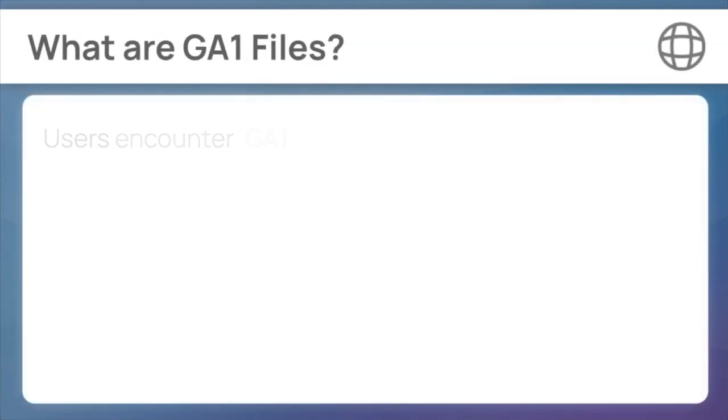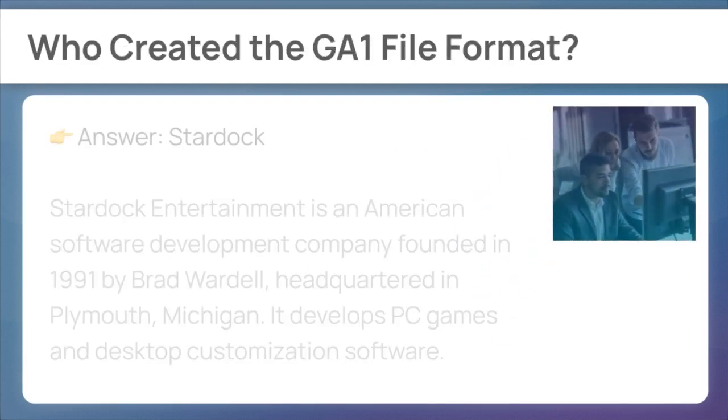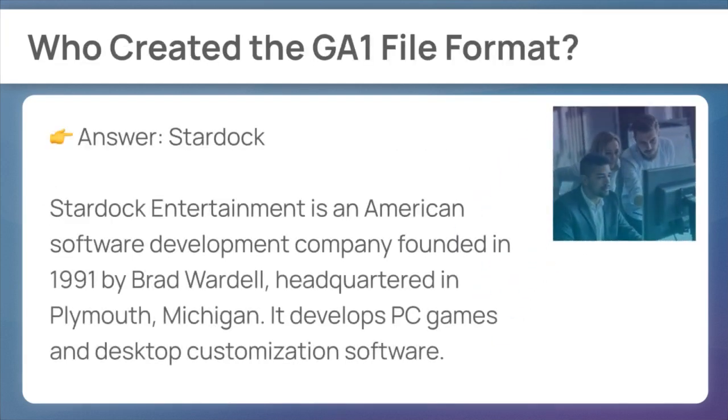Users encounter .ga1 files when saving their progress in the turn-based strategy game Galactic Civilizations. This file contains all the necessary data to resume a game session, including player status, galaxy map state, technology trees, and diplomatic relations. Opening it allows players to continue their interstellar conquest.